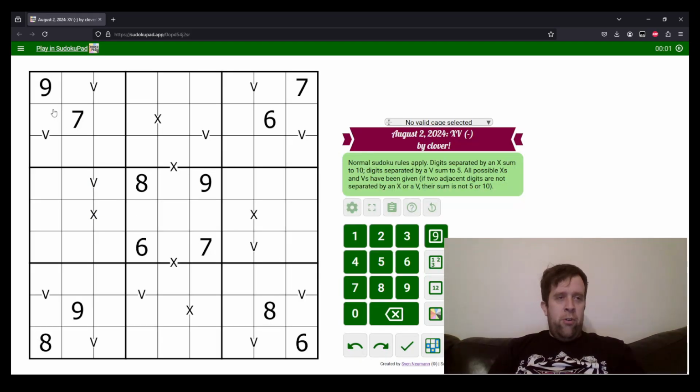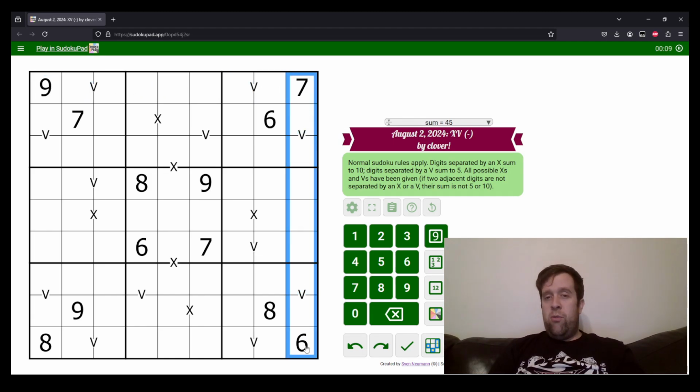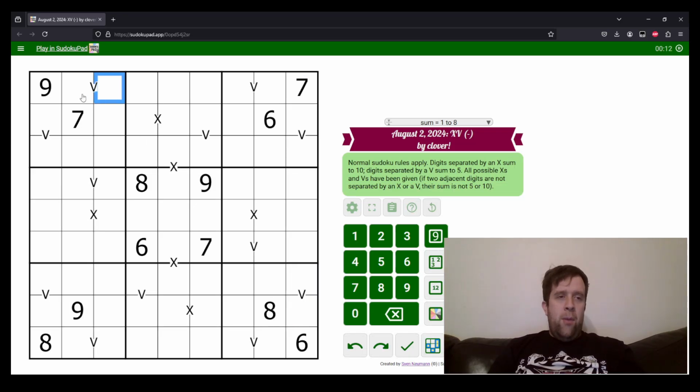So normal Sudoku rules apply. In each box, each row, and each column, we must place the digits 1 to 9 once each. Now, digits separated by a V must sum to 5, digits separated by an X must sum to 10, and all possible X's and V's are given. So, if two adjacent digits are not separated by an X or a V, their sum is not 5 or 10. You are going to need to make a good amount of work with that today. So, I hope that helps. Please be aware of it. That being said, let's get into it.